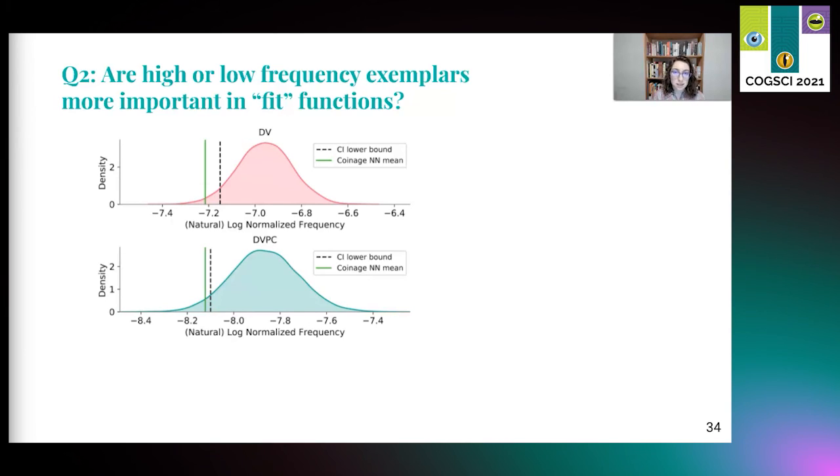In these plots, the density curves are the bootstrapped mean frequencies based on all the exemplars, and the solid green lines are the mean frequency of the nearest neighbor exemplars. And for both constructions, this is significantly lower than the mean exemplar frequency, which may suggest that novel creative extensions of constructions emerge near low-frequency examples. We think this is a really interesting initial result, and we're excited to build on it to further investigate the complex relationship between exemplar frequency and generalization.